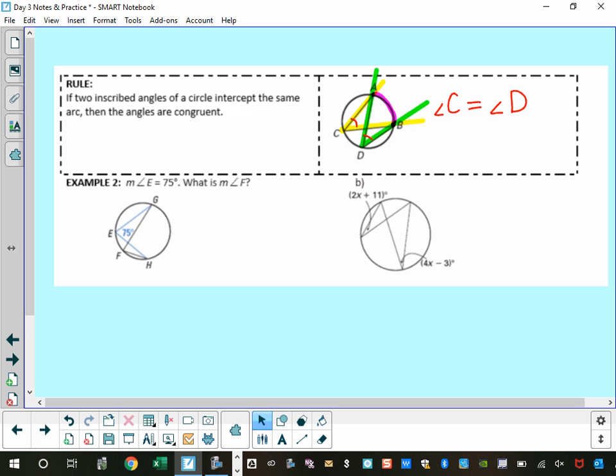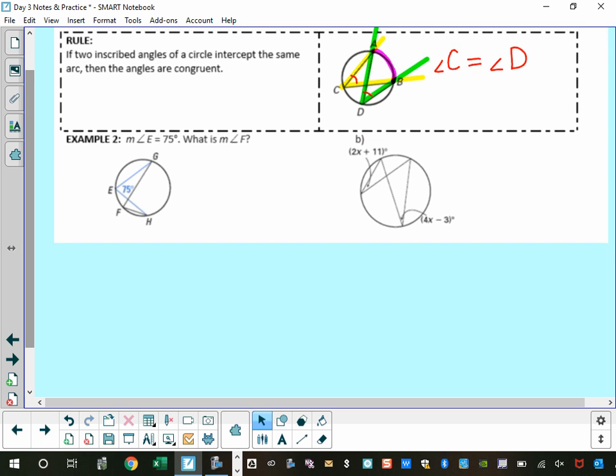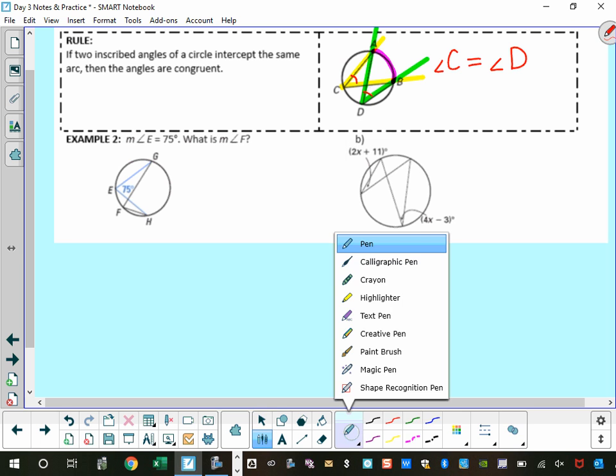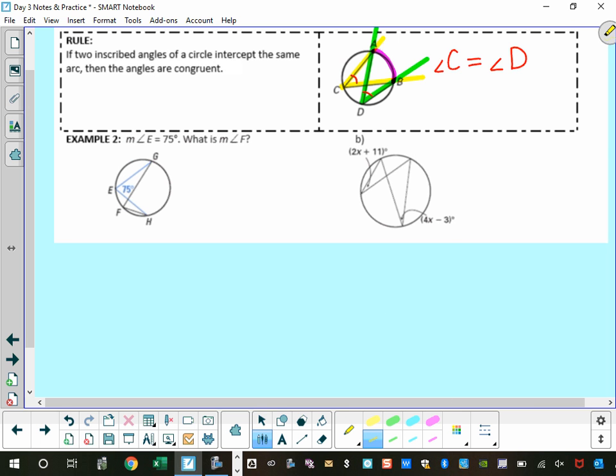So here's an example. Example 2. I can see here that I have 2 different inscribed angles. And you guys see that they have the same exact arc. The arc GH is the same for both of these angles. You guys recognize that?